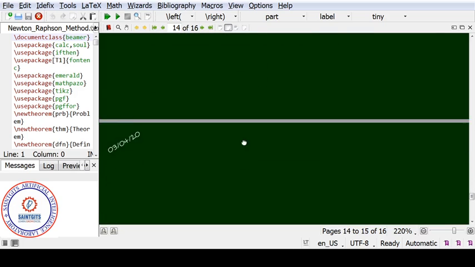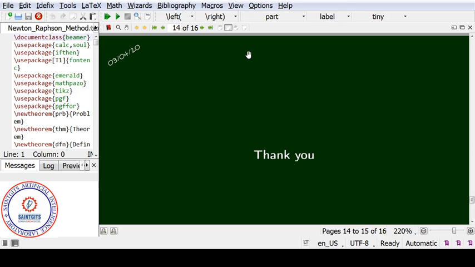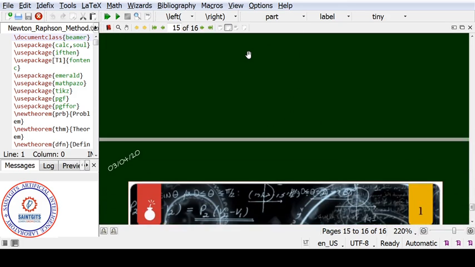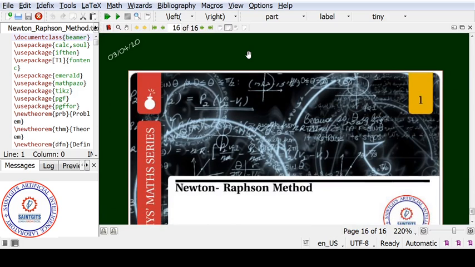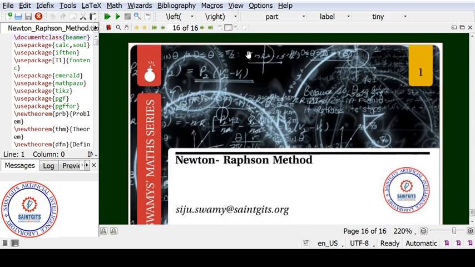So this is all about the basics of the Newton-Raphson method as a first topic of numerical methods in 4th semester classes. Okay, thank you very much.